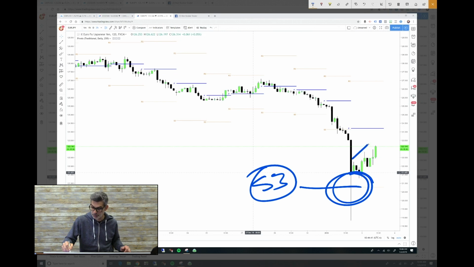Hits S3 and then climbs ever so slightly up from there. Maybe the overall trend from this point on is going to be down. And perhaps it's going to fall again. I mean, I wouldn't doubt that.